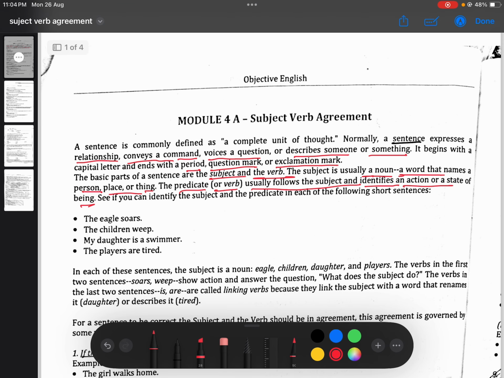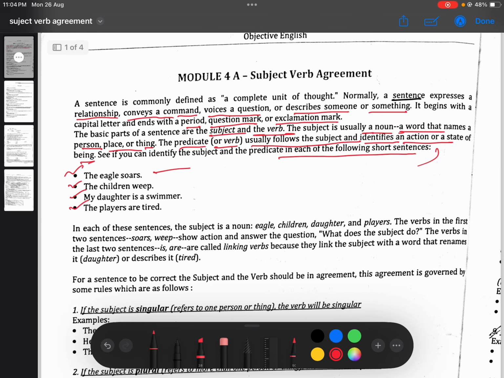Now see if you can identify the subject and predicate in each of the following short sentences. In each of these sentences the subject is a noun: eagle, children, daughter, players. These are all nouns.